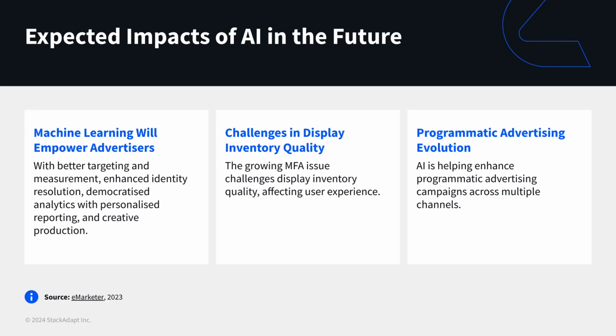So what are the areas that will be impacted from AI in the future? Machine learning has indeed transformed and continues to empower advertisers in various ways. What we are expecting to see are better targeting and measurement, enhanced identity resolution techniques to better understand and reach specific audiences, accessible reporting to make these viable to different people in different departments, and an impact on creative production.